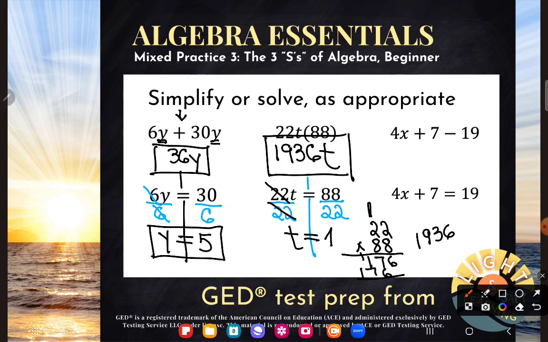88 divided by 22. Hallelujah, that's easier math. It's 4. I hope you have your calculator on you. You always will on the GED, okay? You'll be more prepared than Kate. But t is equal to 4.